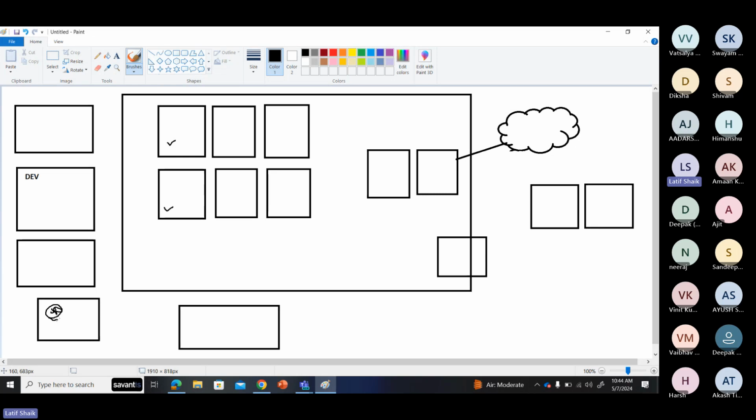Like for example, I'm a developer. I develop an application. I want to put my application into a server. So I need a server to put it. So how will I get a server? I'm just a developer. How can I get a server?